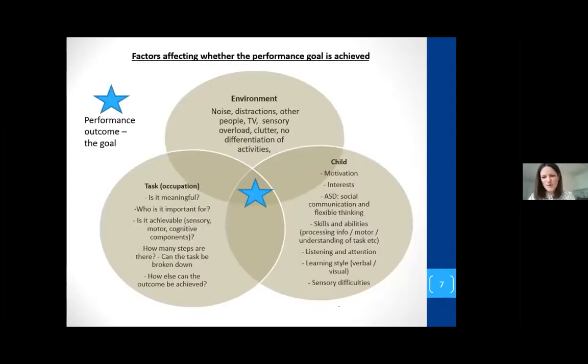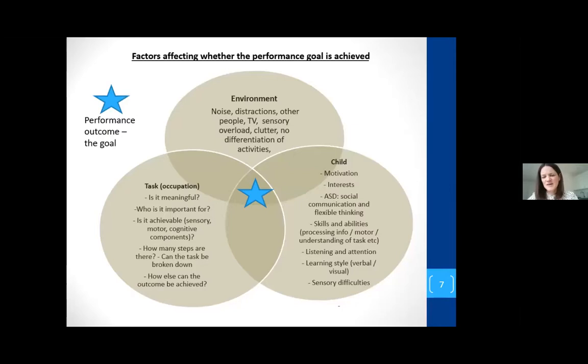So here's a bit more of an example of it. We might have the goal in the middle, but we've got lots of different things we've got to think about around that. So we've got the child factors. So this might be their motivation, their interest, their ability level, their listening skills, sensory difficulties. If you take into account all of those things, which I've brushed over before, those are all going to have an impact on how that child performs that goal.